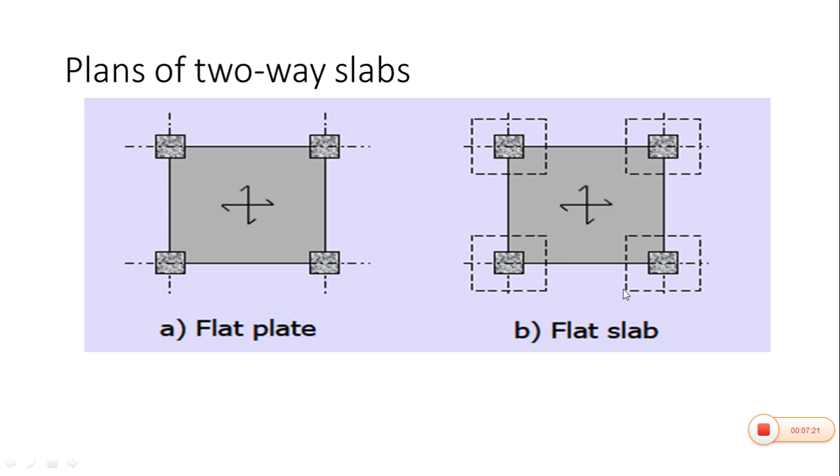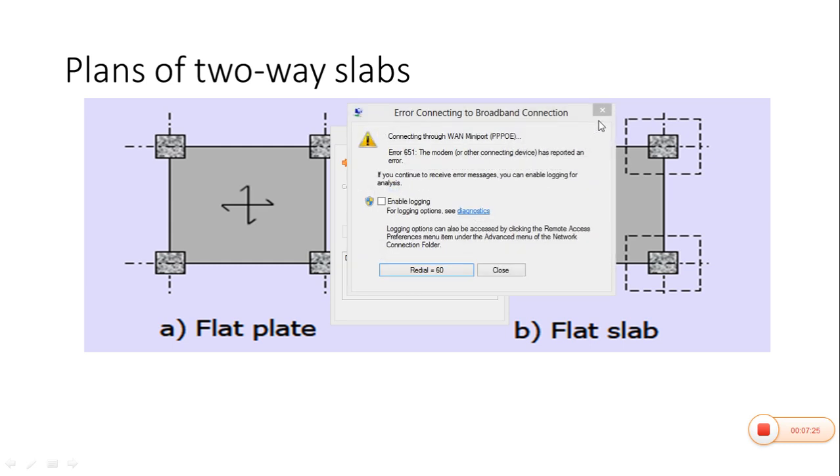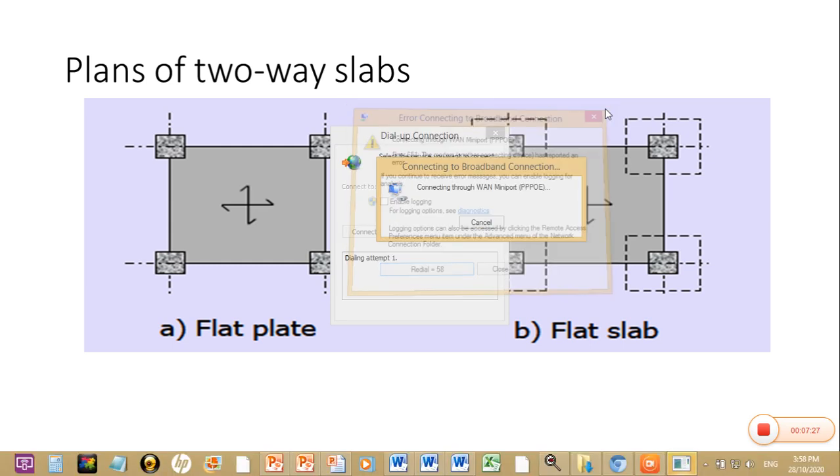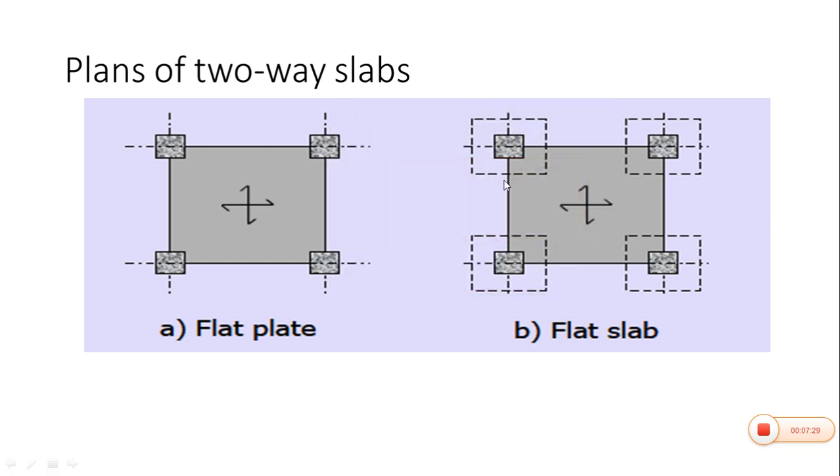Now in figure B we have the flat slab. In the flat slab there are no beams, but around the periphery of the column we have an extra projected part to take the load of the slab plate. This extra projected part we call the column capital, and this entire structure is represented as a flat slab.